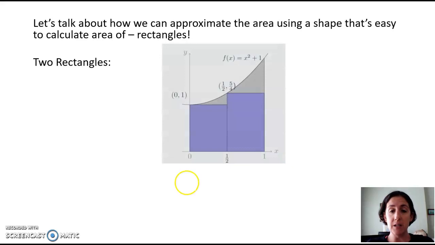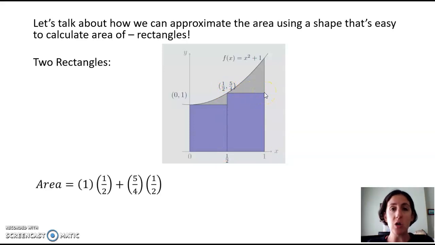If I filled that whole weird shape that I had in yellow on the previous slide with two big rectangles, you can see that this purple is a good chunk of that area, but we are missing some that's here in the gray. We can calculate the area of this rectangle, whose height is 1 and width is 1/2, so 1 times 1/2. Then we take the area of this rectangle, whose height is 5/4 and width is 1/2.